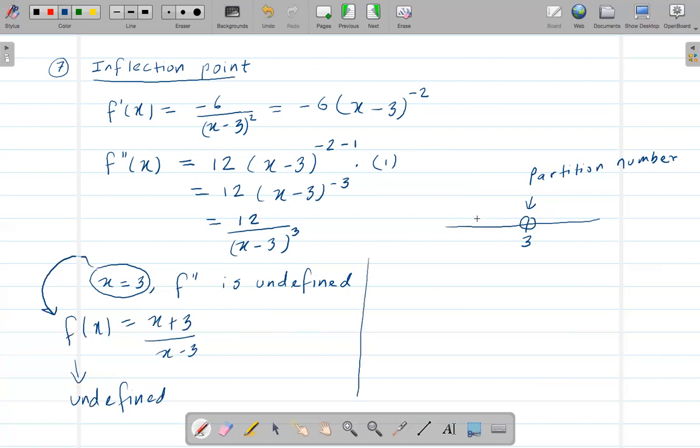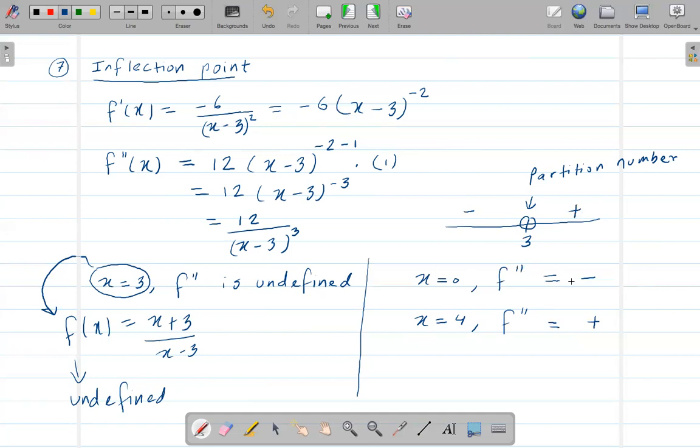Now to find if this is a positive region or negative region, let's pick any point in this region. If x is 0, f double prime is going to be, if you plug 0 here, you will get negative. Similarly, if you pick any point in this region, let's say x equals 4, and plug this into f double prime, you'll get this region positive. Okay, so this is negative, this is positive.